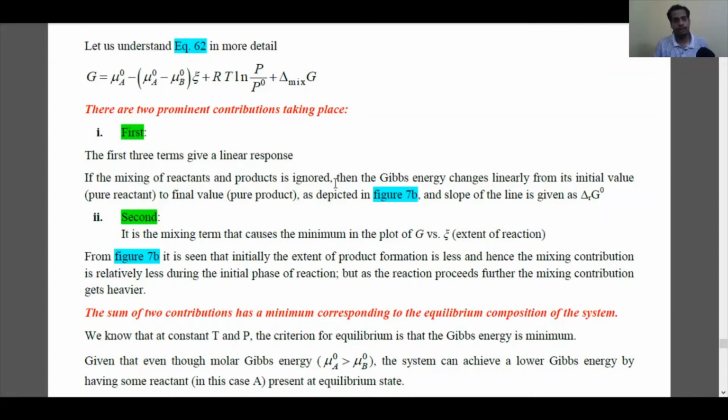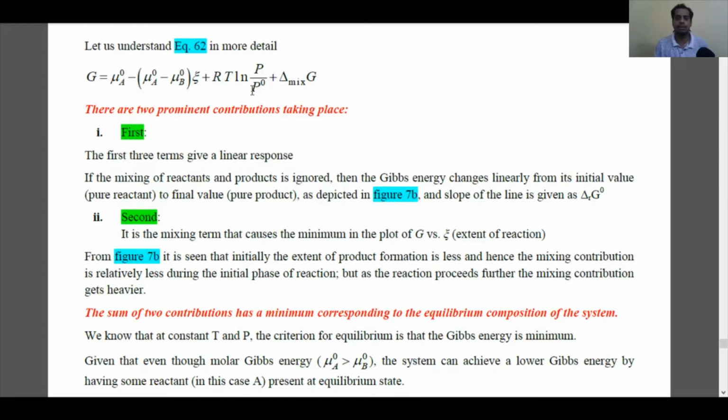But for a moment, if we ignore that and there is no mixing, then Gibbs energy changes linearly from its initial value. If we ignore this fourth term, then the Gibbs energy, G, changes linearly from its initial value to final value, as depicted in figure 7b. We'll go to figure 7b just now, and the slope of the line is given as delta r G0. So the first three terms are linear terms.